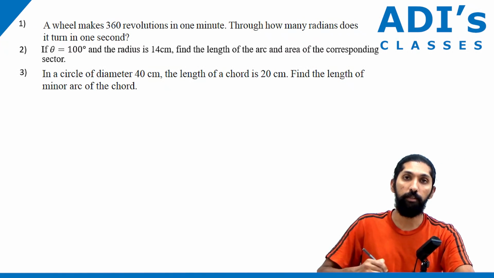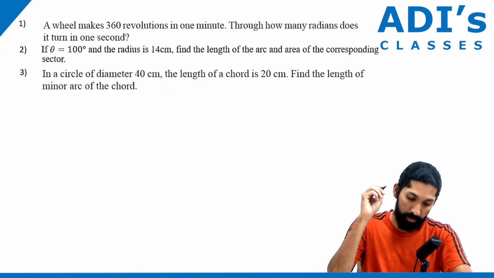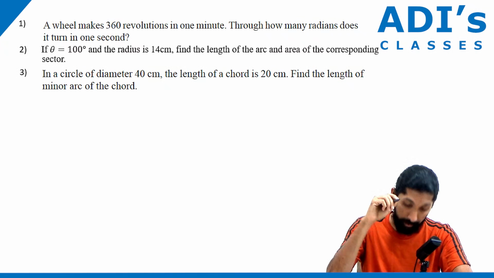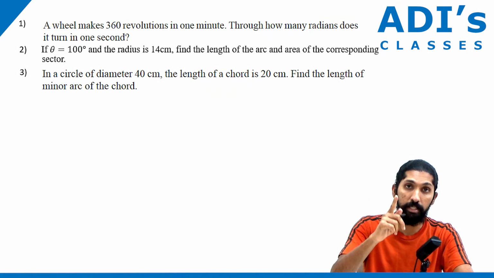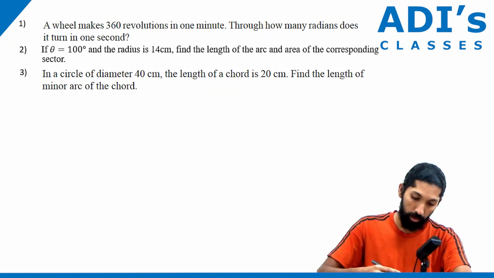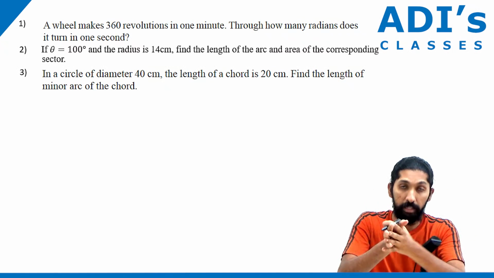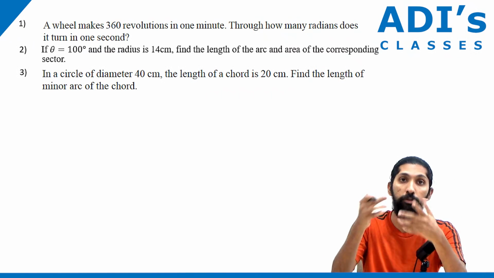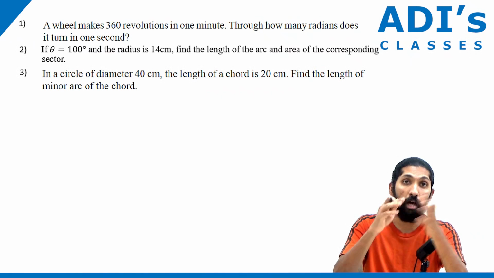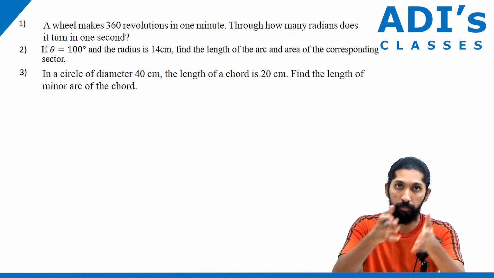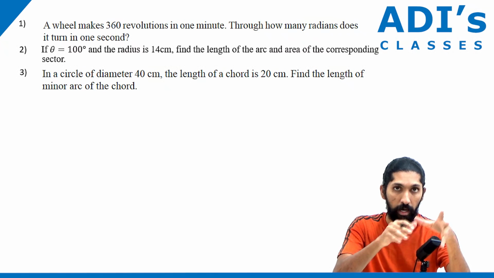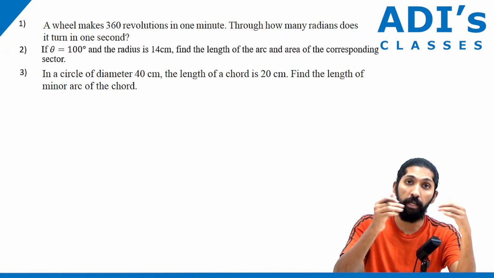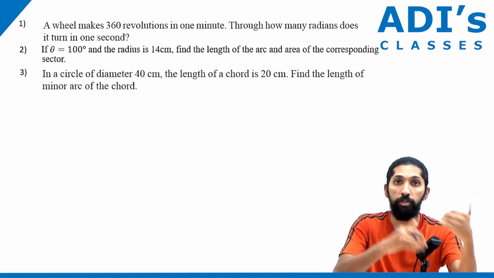Look at the first question. A wheel makes 360 revolutions in 1 minute. Through how many radians does it turn in 1 second? Okay, now you need to understand in 1 minute it's making 360 revolutions. That is what we call RPM, revolutions per minute. Now what we'll do, we'll convert the 360 RPM into how many RPS. RPS is revolutions per second.